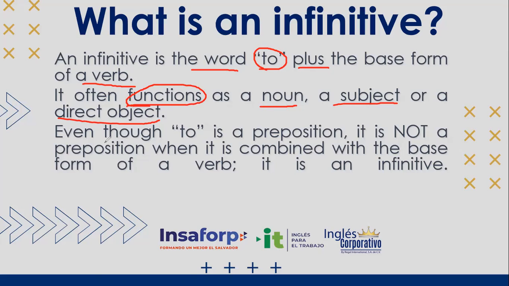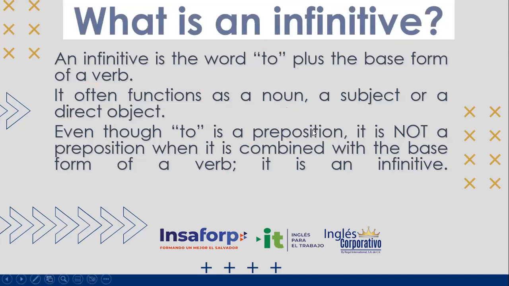So it says here, even though to is a preposition, it is not a preposition in here, okay? Aunque el to, como ustedes saben, es una preposición de lugar, en este caso no va a ser tomada como una preposición de lugar, sino que es parte del verbo. Es parte para formar un infinitive. So tenemos primero el to y después un verbo, cualquier verbo, y eso nos va a crear un infinitive. Let's go ahead and continue.